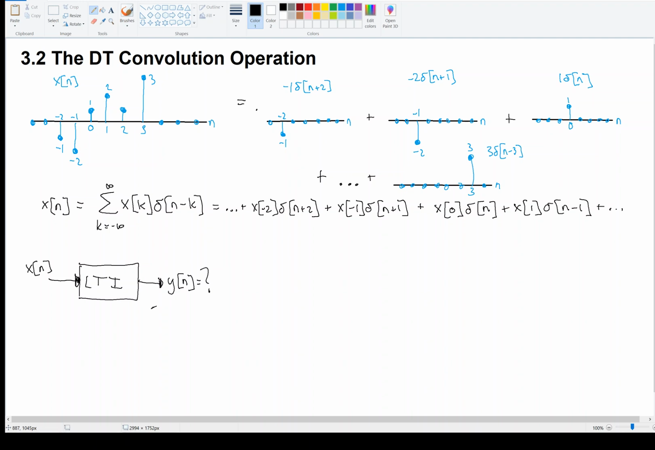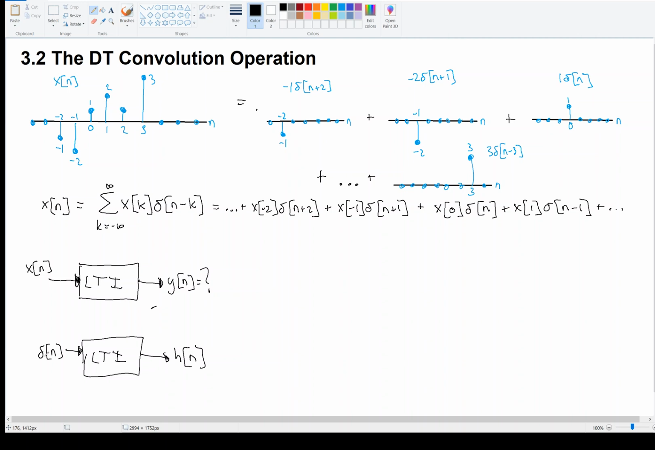Well, to answer that, let's simplify the problem first. Let's say I put an impulse into the system. And then I just look, what do I get out? It's kind of like an experiment. And I see that I get something out. We're going to represent that something with the letter h.